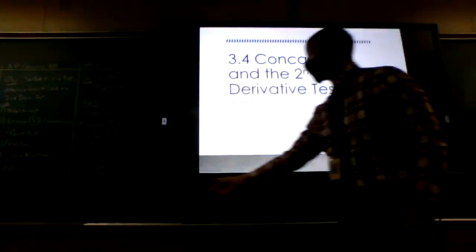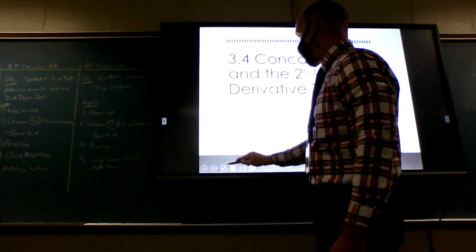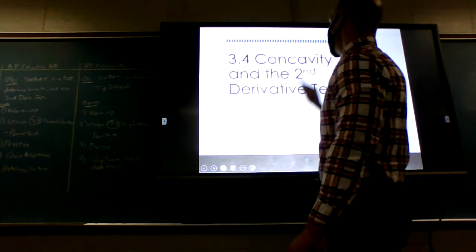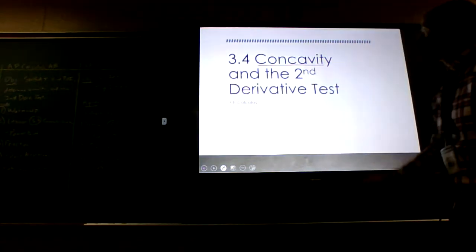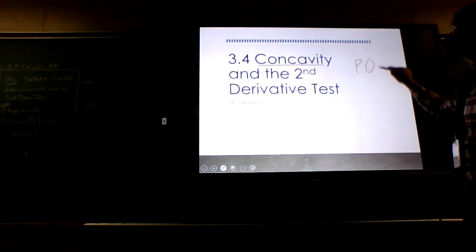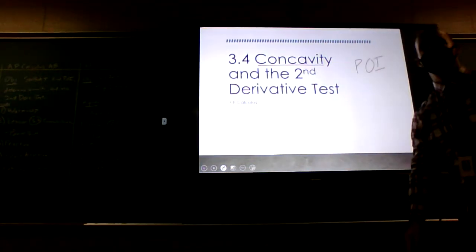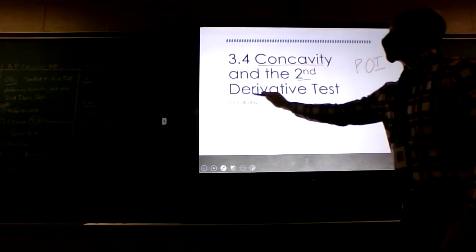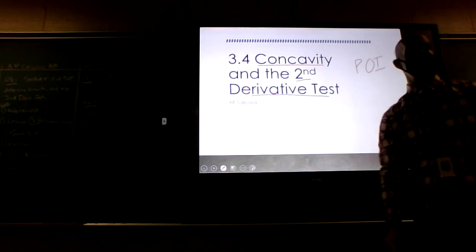All right, guys, so today we're moving on to section 3.4. In 3.4, there are going to be three big ideas. One of them is concavity. One of them is called a POI. Does anybody know what a POI is? Point of inflection. And then the third thing is something called the second derivative test.